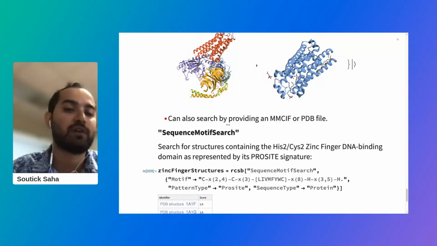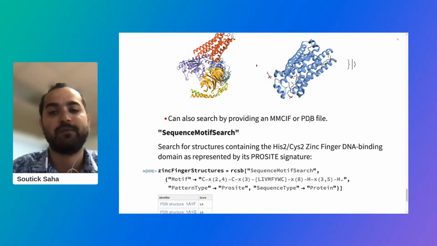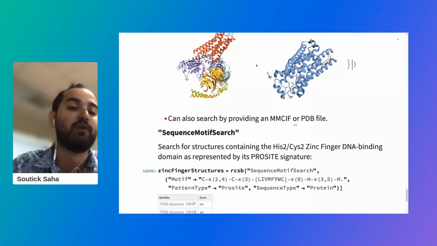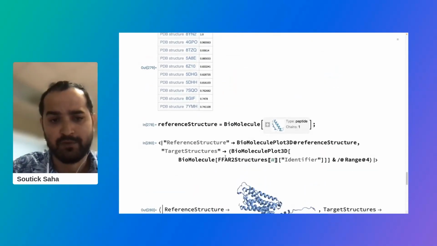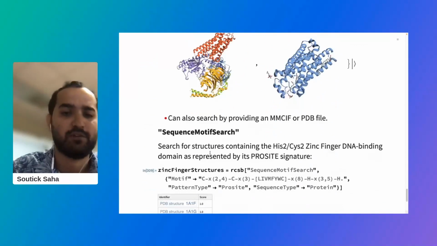You can also search by providing your own mmCIF or PDB file, which makes it much more customized. So if you have your own structure file of proteins, you can give it as an input, and it will allow you to search for the structure. And I think the key there is file name. Yeah, and that will also be in the documentation.